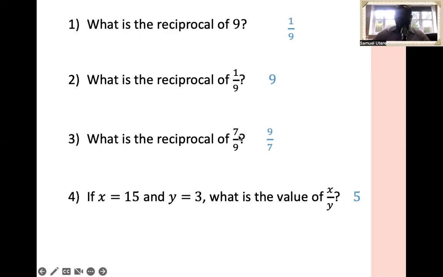The reciprocal of 7 over 9, of course, will be 9 over 7. Here for question 4, we're asked to do some substitution. We're being asked what is the value of x divided by y. But we've been given what the value of x is. x is 15, y is 3. So 15 divided by 3 is 5.